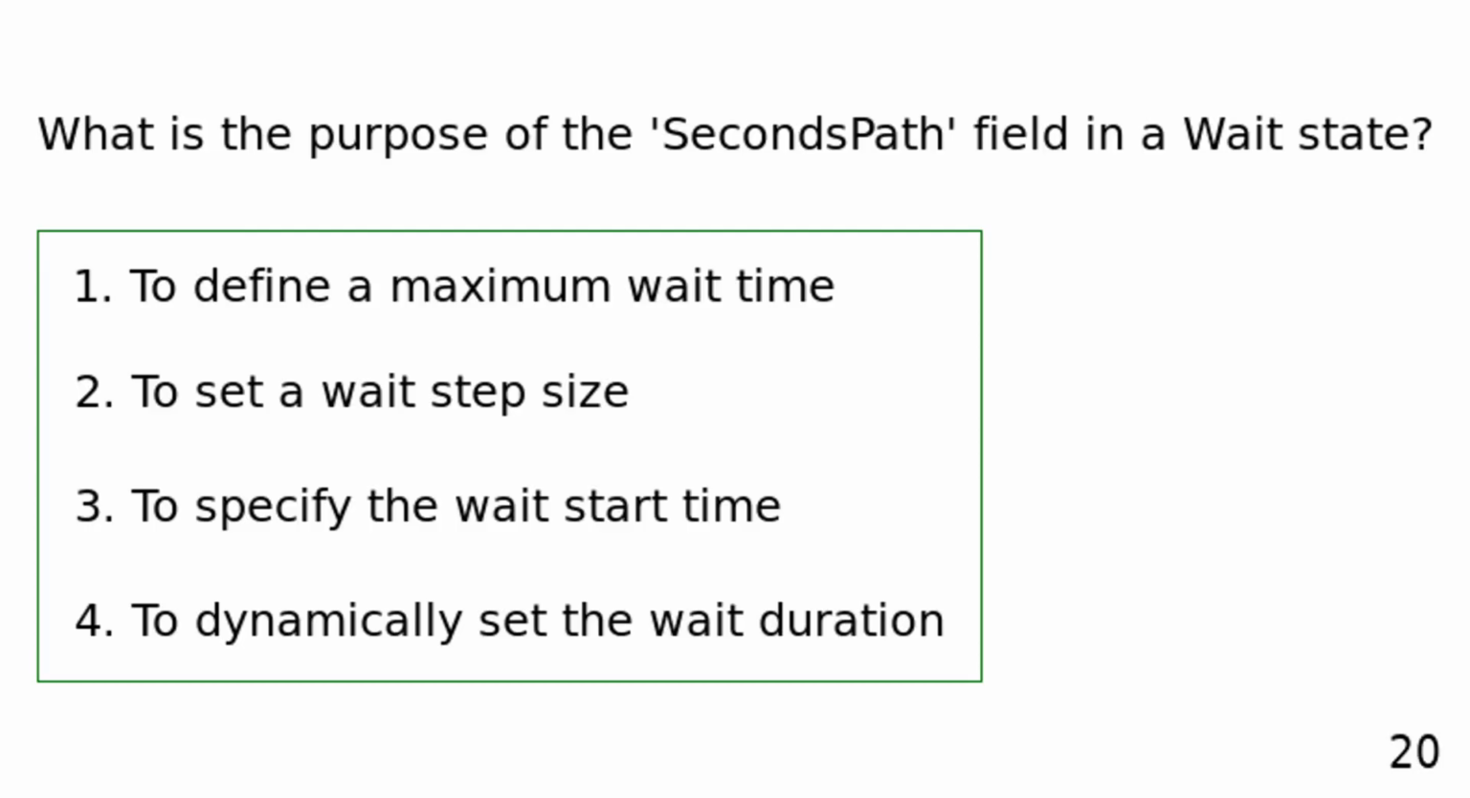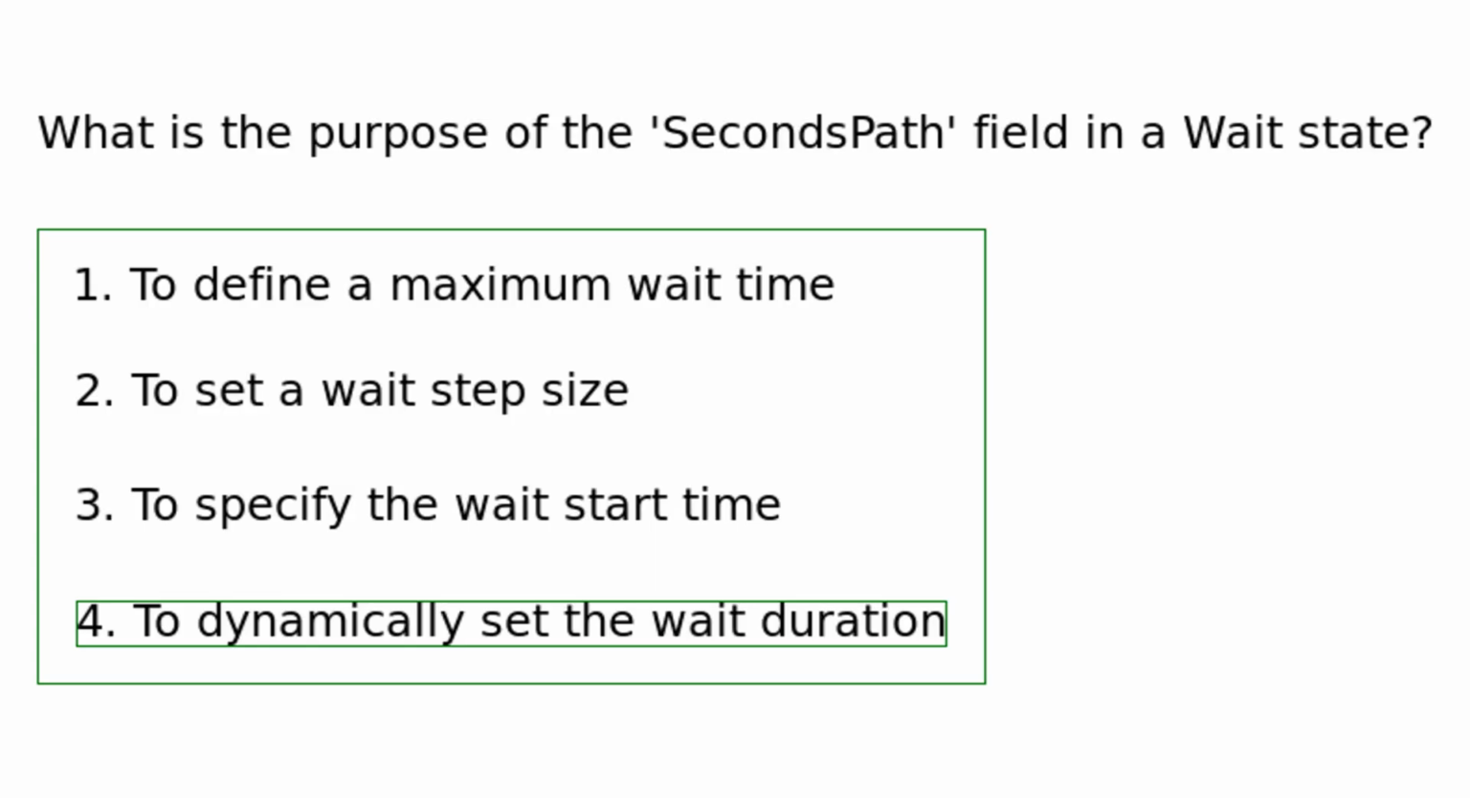What is the purpose of the seconds path field in a wait state? To define a maximum wait time. To set a wait step size. To specify the wait start time. To dynamically set the wait duration. The seconds path field in a wait state of AWS Step Functions allows you to dynamically set the wait duration based on the state's input, providing flexible delays.